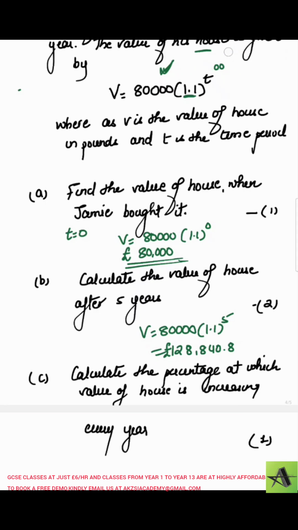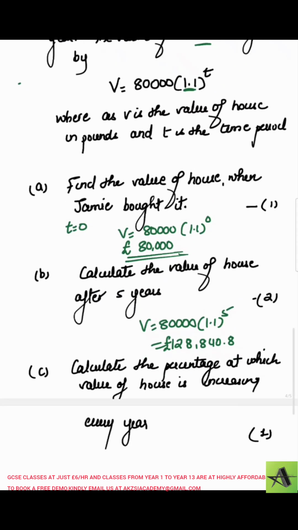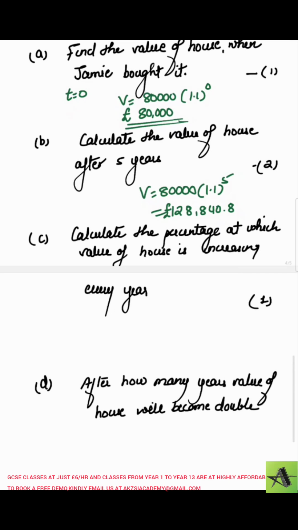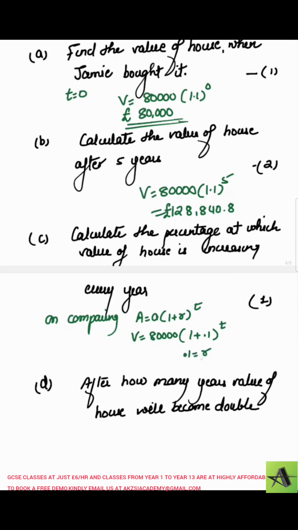So let me just write down. On comparing, A is equal to a times (1 plus r) to the power of t. V is 80,000 times (1 plus 0.1) to the power of t. So 0.1 is equal to r over 100, and r will be 10%. So the answer is every year it's increasing by 10%.